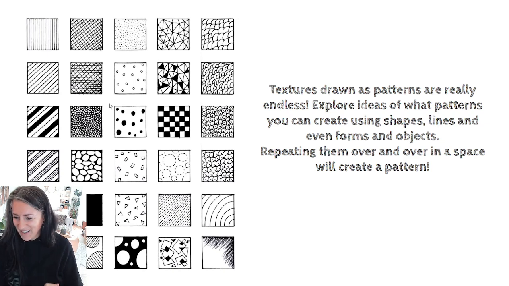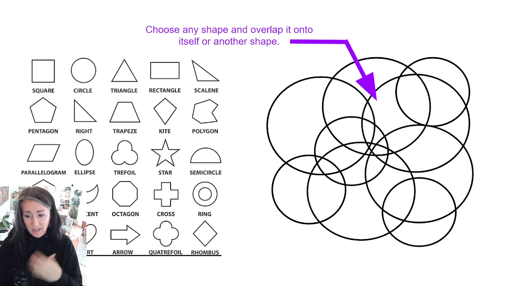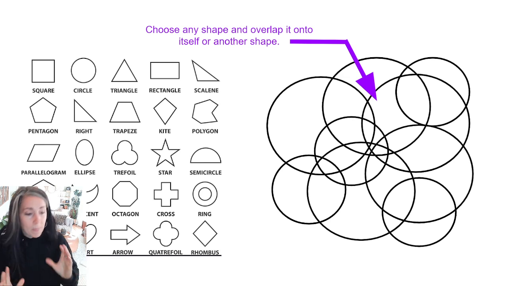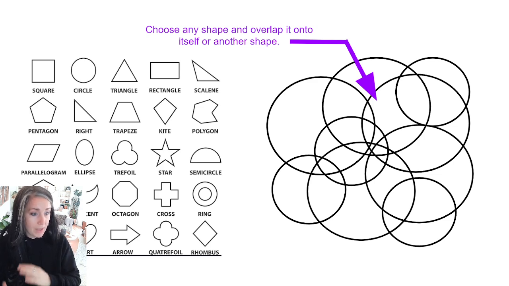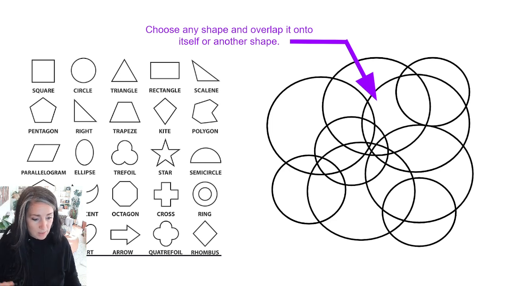Anyway, so on to the next one. What you are going to do is you are going to choose a shape and you're going to overlap it onto itself time and time again. Now, just as a heads up, as fun as this is, don't go too crazy with it. I'm not going to say to do 30 different shapes. You're about to see why.